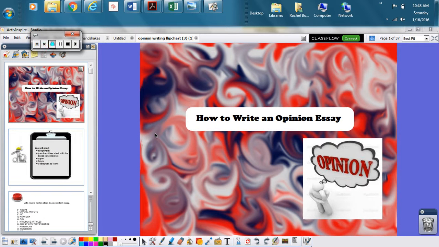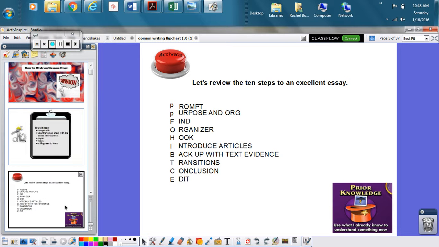I'm going to go over what we have done in class on writing an opinion essay so that if students are at home and would like to review, then they can do that. The first thing that we did was remember our 10 steps to an excellent essay.